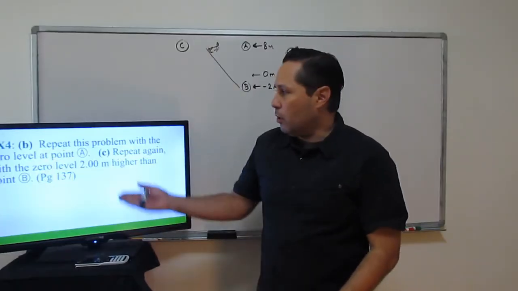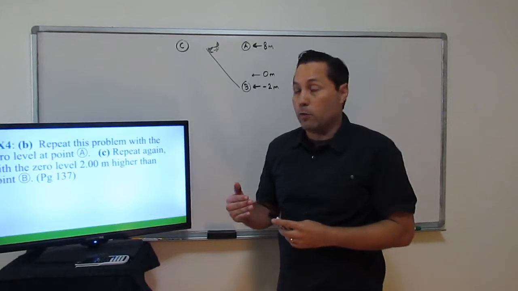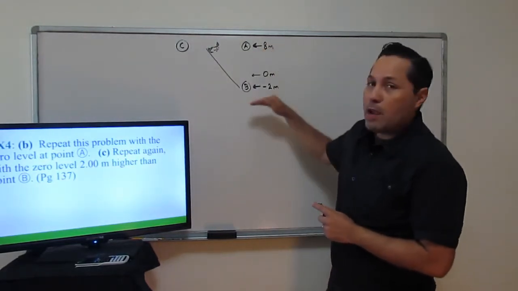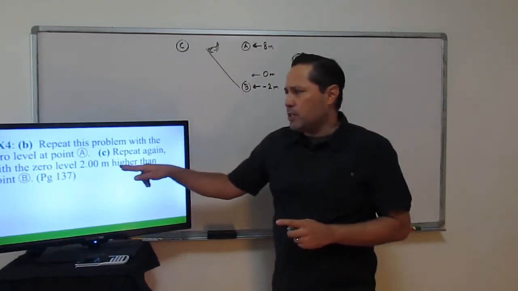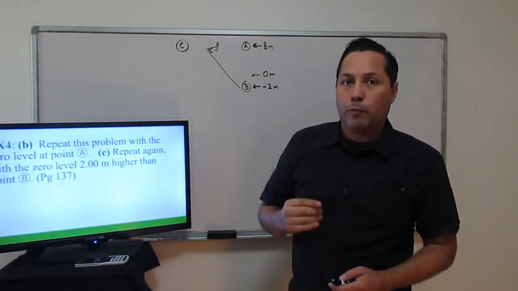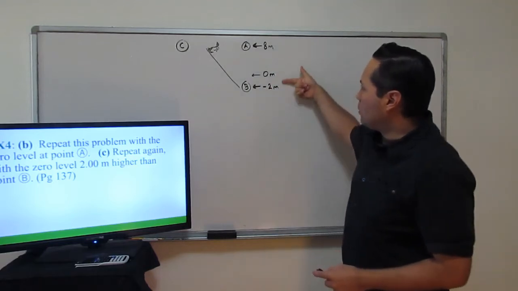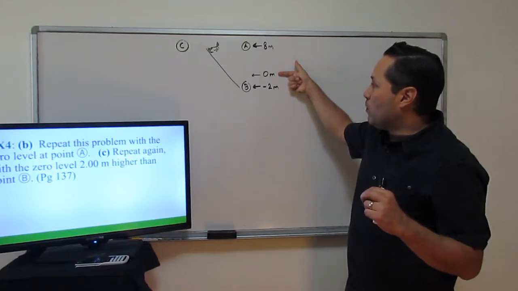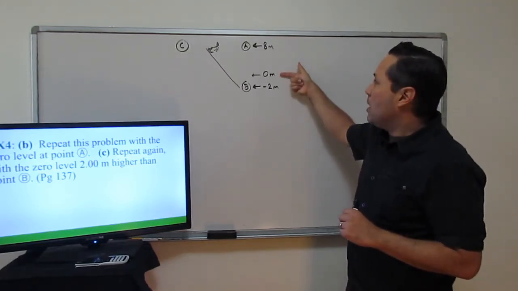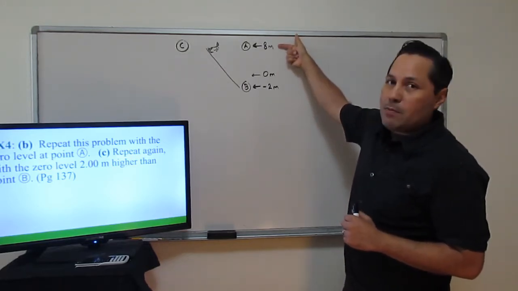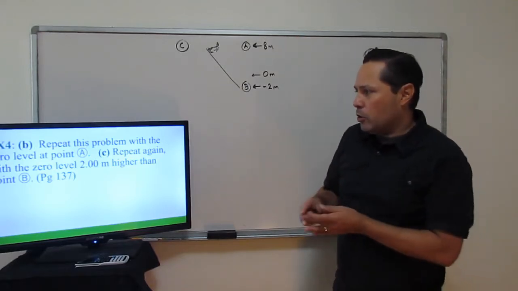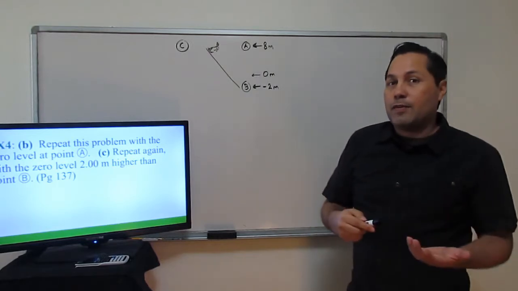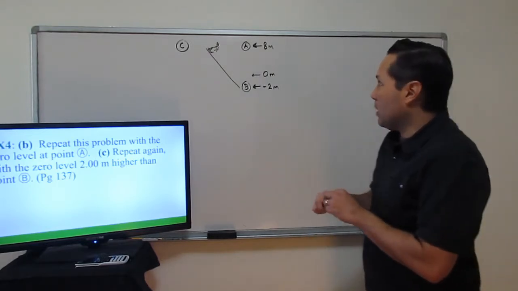In part C of example 4, they ask us to repeat the following questions, which is find the gravitational potential energy at point A and point B, but this time they're going to say the reference point is just 2 meters above point B. So right here, about 2 meters above point B, that is our 0. So therefore point B is 2 meters below the reference point, and point A is 8 meters above the reference point, and they want us to find the gravitational potential energy here, and the difference in gravitational potential energy. So let's go ahead and begin at point A.